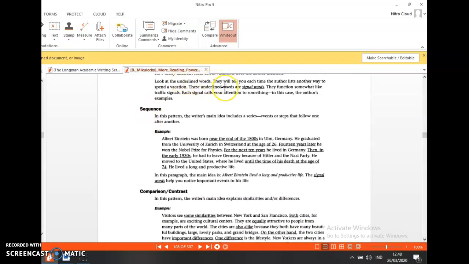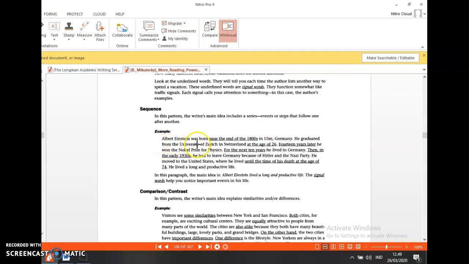Look at the underlined words. These underlined words are the signal words. The signal words are going to tell you what comes or what is being said about the text. And then the second pattern after listing is the sequence. In this pattern, the writer's main idea includes a series of events or steps that follow one after another. So after this happened, after this happened, it is a series of events.